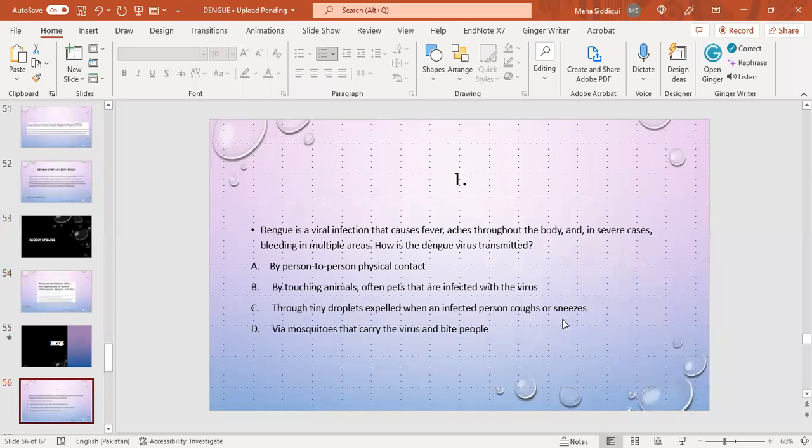MCQ number 1. Dengue is a viral infection that causes fever, aches throughout the body, and in severe cases bleeding in multiple areas. How is the dengue virus transmitted? By person-to-person physical contact, by touching animals, often pets, that are infected with the virus, through tiny droplets when an infected person coughs or sneezes, via mosquitoes that carry the virus and bite people. D. Yes, D is the right option.